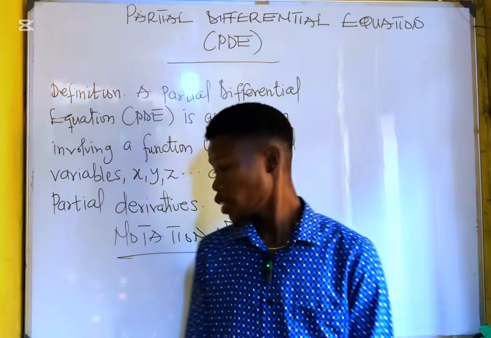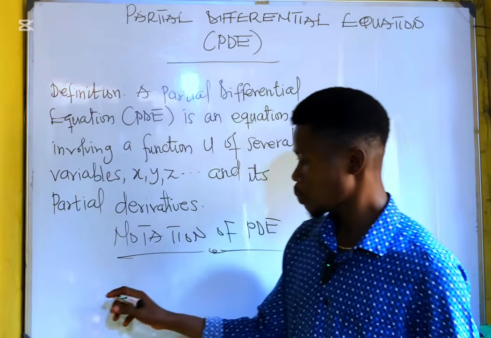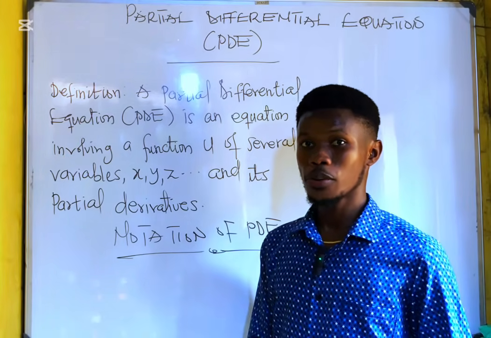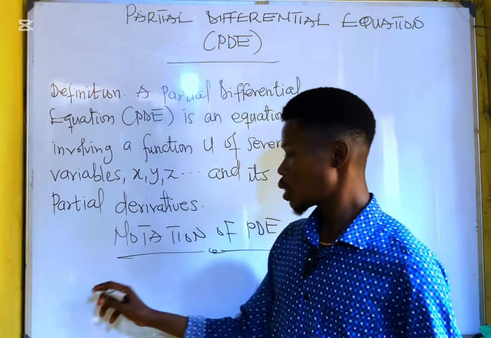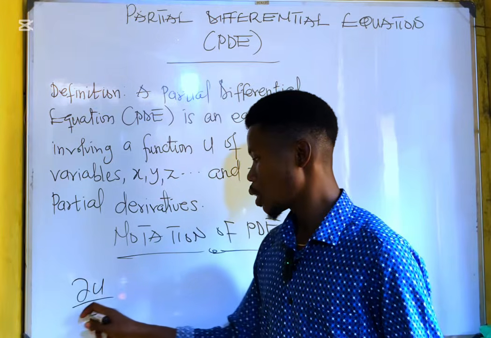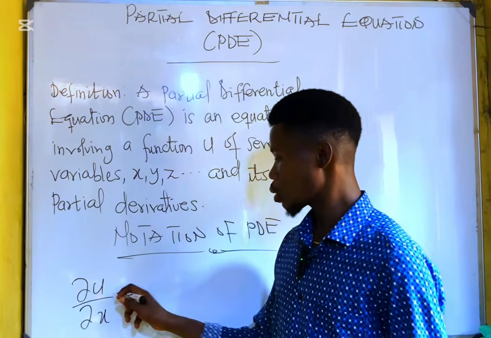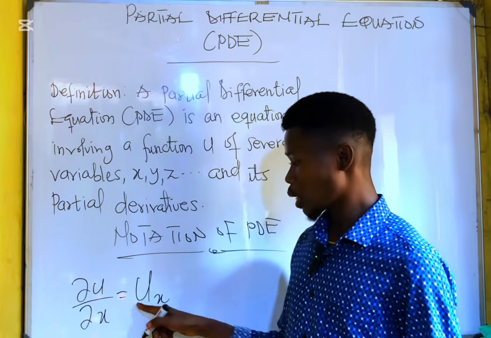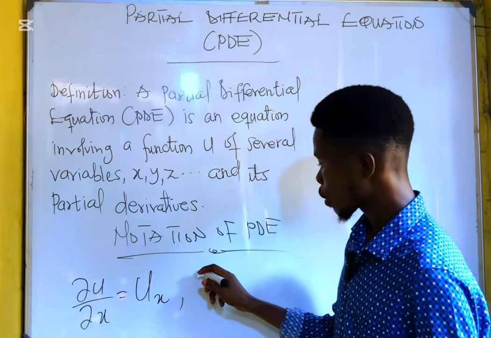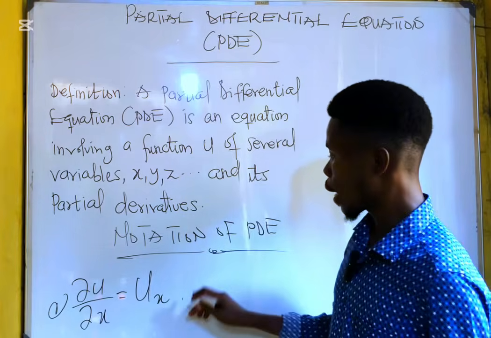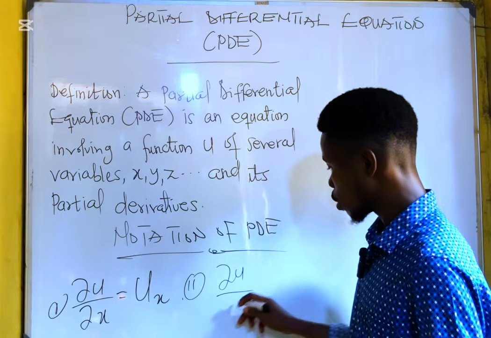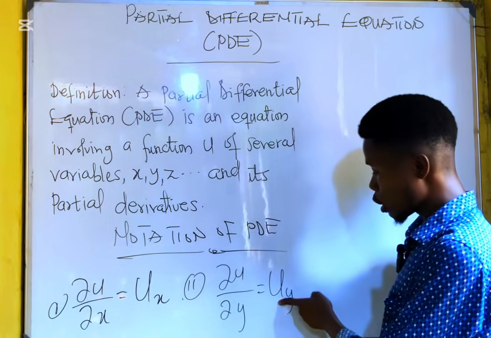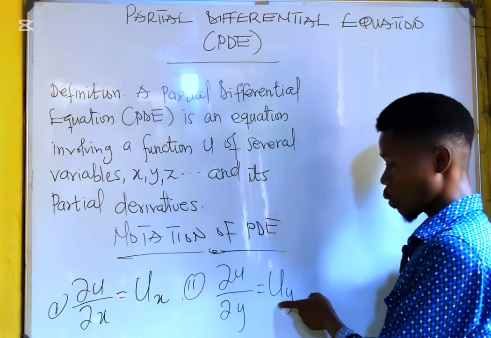We are going to look at the notation of partial differential equation, PDE. For partial differential equations, we use delta, we don't use d like in the ordinary differential equation. Here we use, let's say, delta u delta x. This is also written as u subscript x. This is the dependent variable with respect to x, so this is the partial derivative with respect to x. We can also have delta u delta y, which is u subscript y. This means partial derivative with respect to y. Delta u delta y can also be written as this.